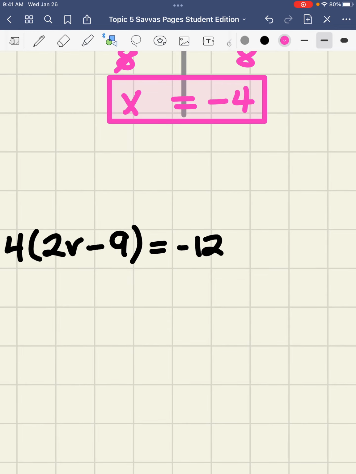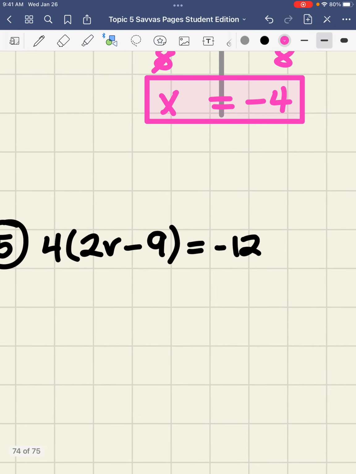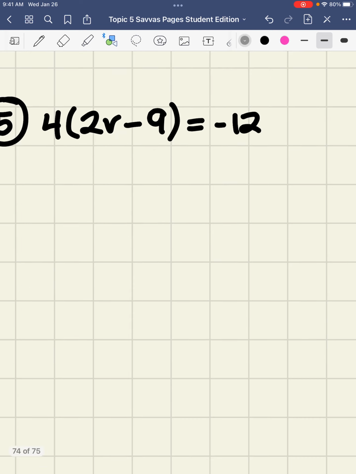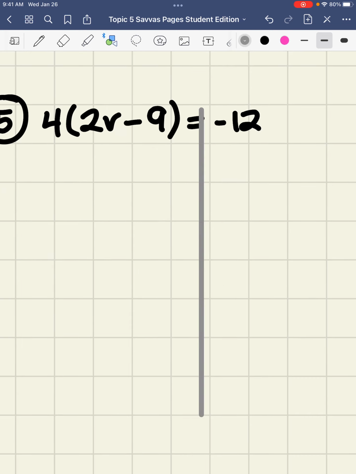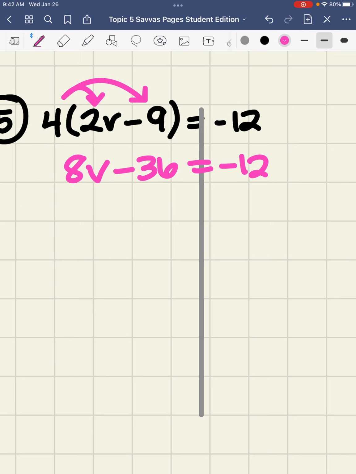So number 5, I've got 4 times 2v minus 9 equals negative 12. I'm going to first draw my line down my equal sign. And this is one where I could use the shortcut, but I'm going to go the traditional route and use the distributive property. So I'm going to multiply 4 times 2v. 4 times 2v is 8v. Now I'm going to multiply 4 times negative 9. 4 times negative 9 is negative 36. And that equals negative 12.